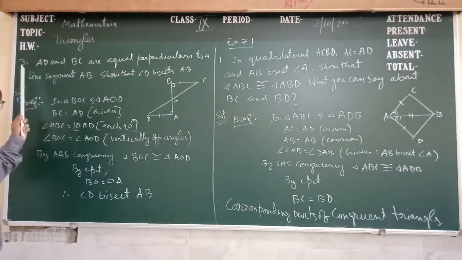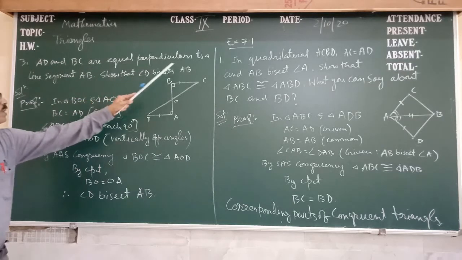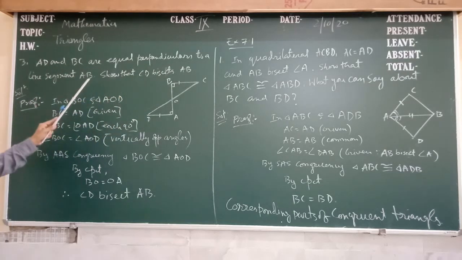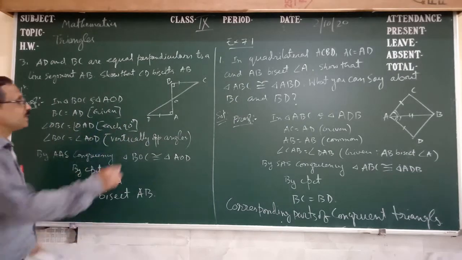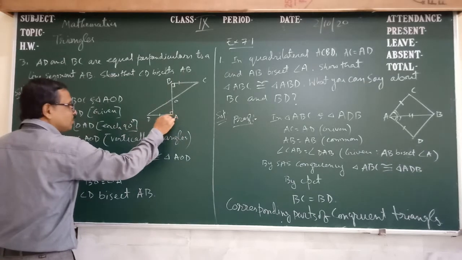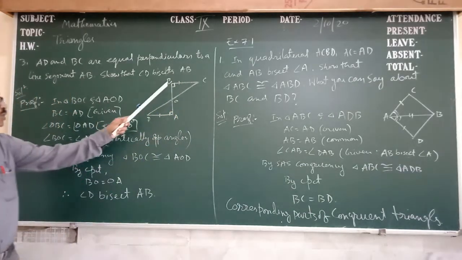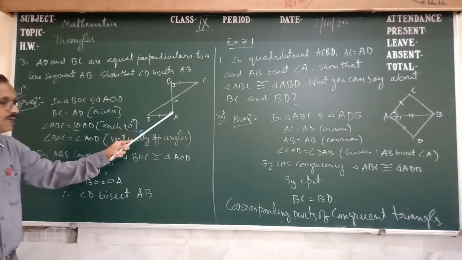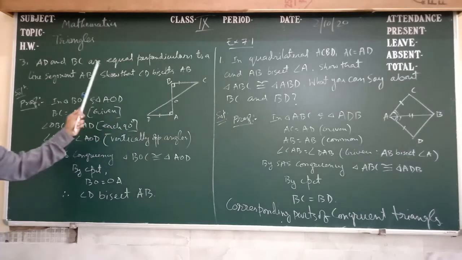Now we come to question number 3. AD and BC are equal perpendiculars to a line segment AB. AB is a line segment. In this, one perpendicular is this. Perpendicular means this angle is 90 degrees, and another perpendicular is this. This is also 90 degrees. These are the two perpendiculars, on B and on A, on the points of the line segment.